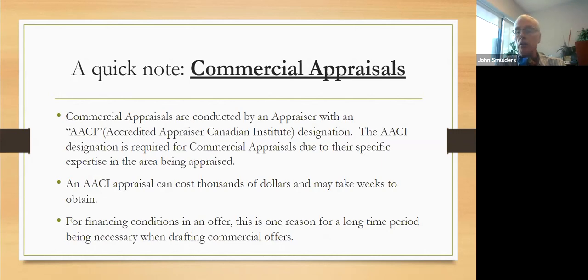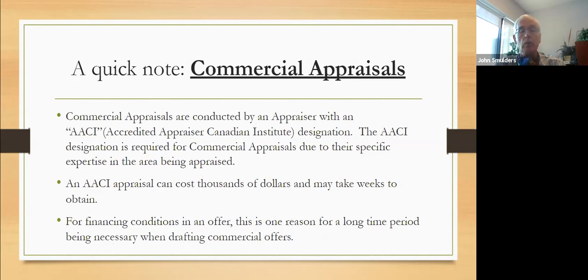If your unit is over, once again, four units in a residential setting, you need an AACI. Most buildings that are sold commercially require an AACI designation. A bank will not accept a CRA. And most CRAs are not trained to do these kind of in-depth looks at income statements and highest and best uses and that kind of thing. An AACI appraisal can cost thousands and thousands of dollars and could take weeks and maybe even, depending on the complexity, a few months to obtain, okay?